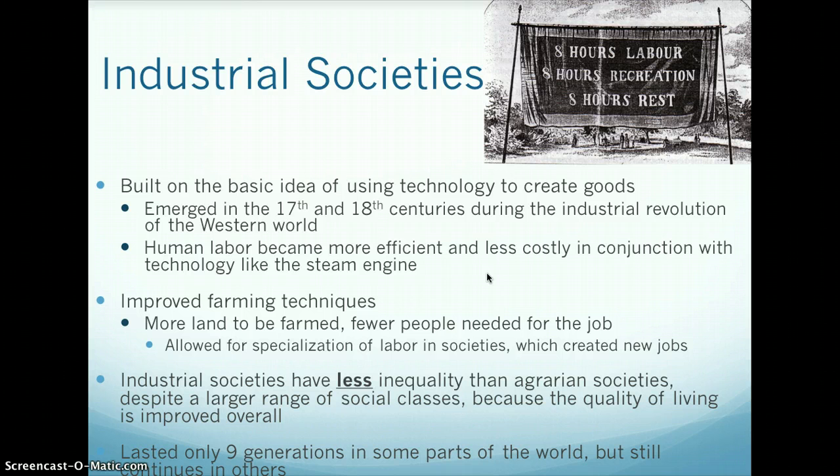The industrial societies lasted only 9 generations in some parts of the world, but they still continue in others, depending on where the countries are in development. So 9 generations, that's a lot faster in comparison to the previous 2 societies we talked about. The change is happening much quicker as we become more evolved. So think about that and wonder if that might be a pattern or having something to do with technology.